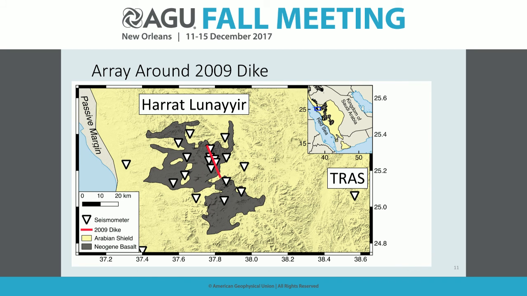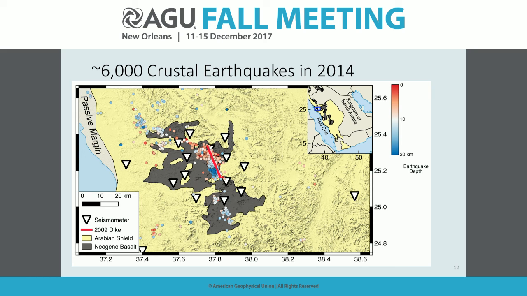If we go ahead and expand our view back to the seismic array around Harrat Lunayyir, there's one station over here off to the east named TRAS. This one will be very important in a little bit. The dike is still shown here. And this is where we are in the Arabian Plate. And in calendar year 2014, there were about 6,000 crustal earthquakes down to a depth of about 20 kilometers, mostly confined here along the dike where they go from shallow to deep.